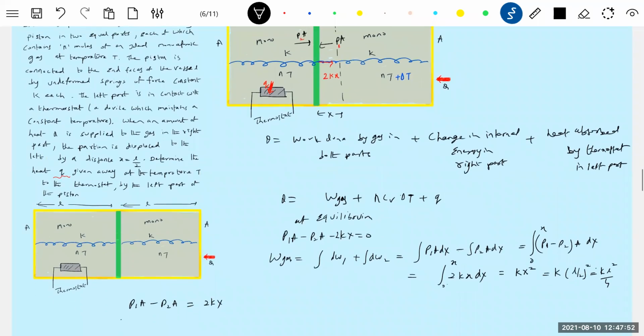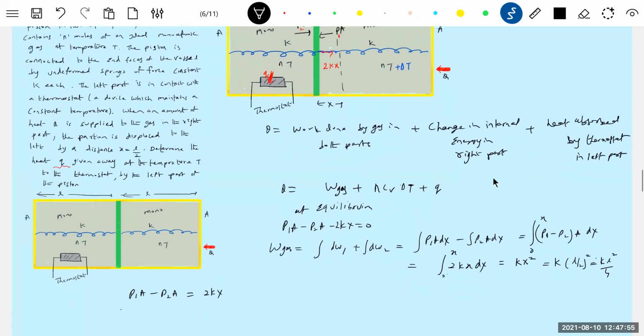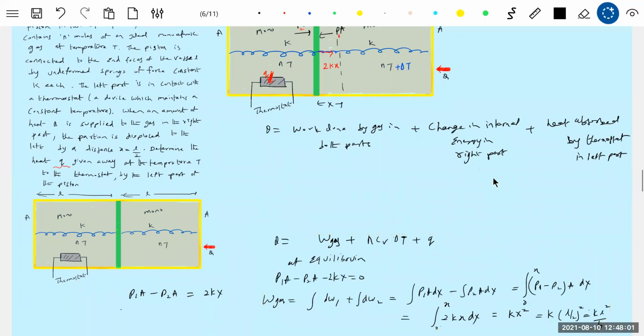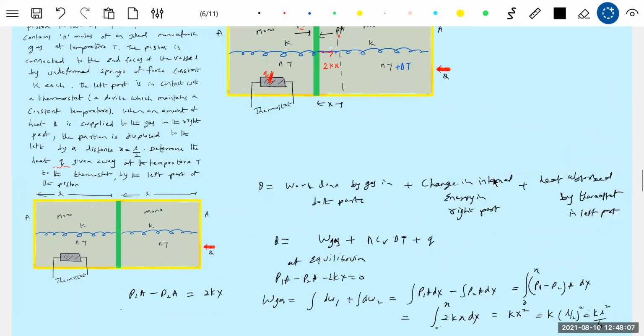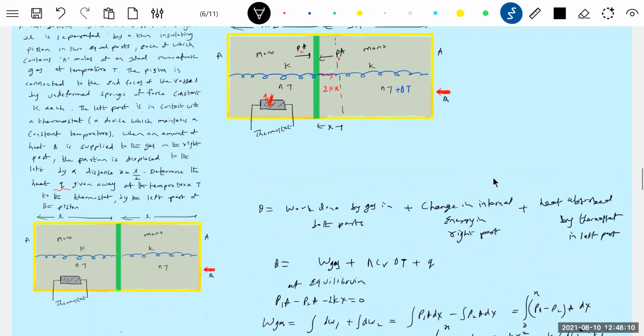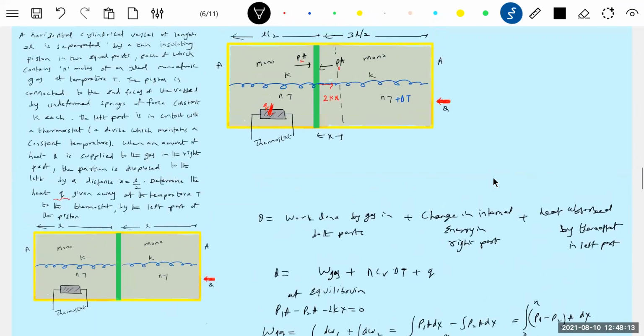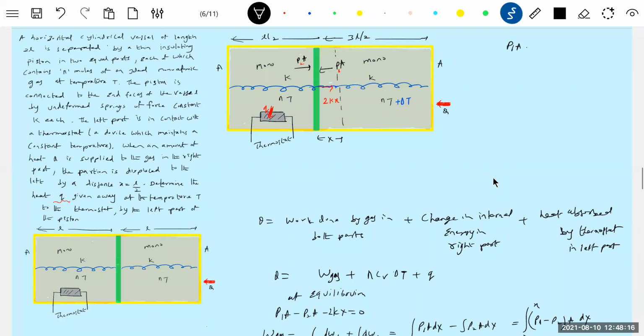Okay, I'll keep this diagram, I'll write it. I'll shift it down. We'll write the same equation. Looking at this, P1A minus P2A minus 2kx equals 0. What is P1? P1 will be nR (T plus delta T) by A into (L plus L by 2).